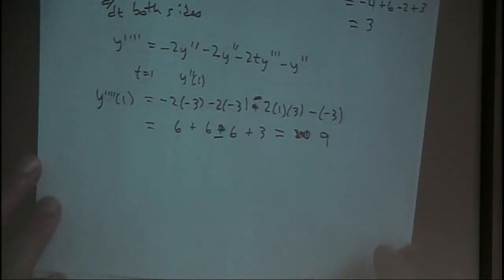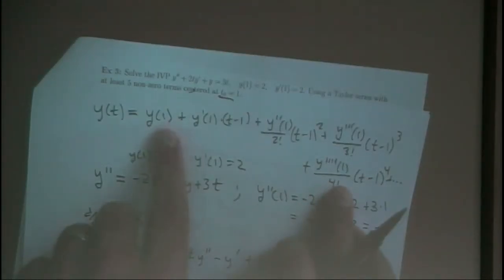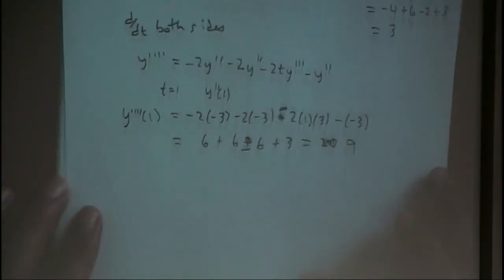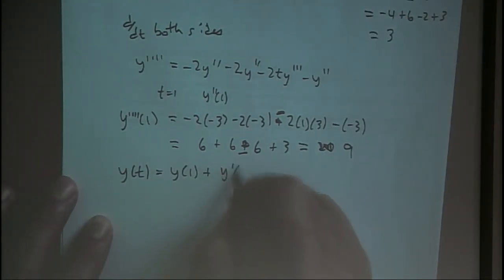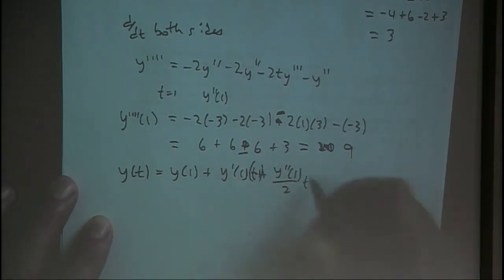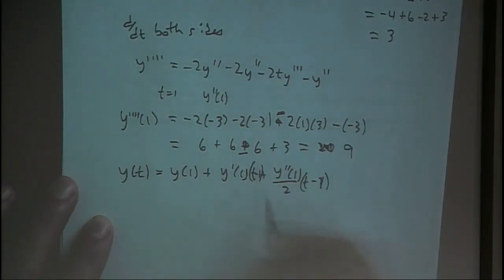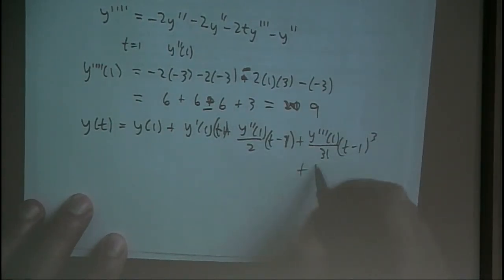So now we've got all that we needed. We can fill in all of these that we want. We wanted 5 non-zero terms. Well, I've got 5. Okay, so let me fill in that formula. So y of t, I'll write the formula down again. It's y of 1 plus y prime at 1 times t, plus y double prime at 1 over 2, t, oops, that's t minus 1. I should have just copied it. Plus y triple prime at 1 over 3 factorial, t minus 1 cubed, plus y to the fourth at 1 over 4 factorial, t minus 1 to the fourth.